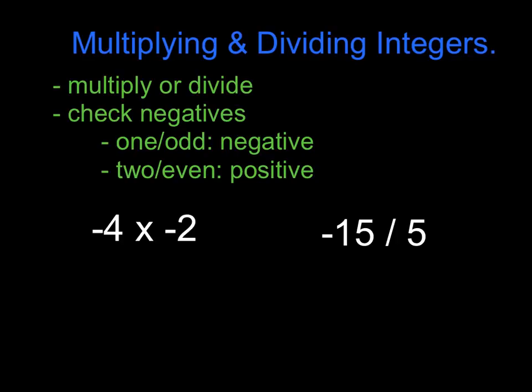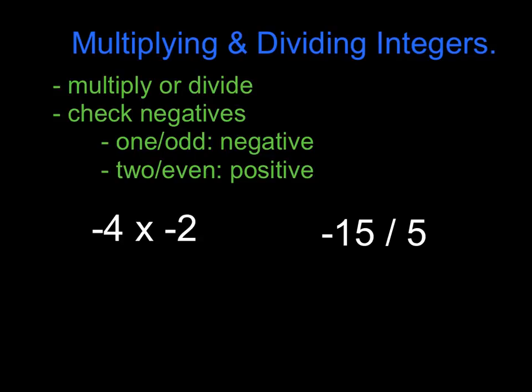Finally, multiplying and dividing integers. You multiply or divide as indicated, ignore the negatives, but then when you're done, go back and check how many negatives there were in the problem. Remember, if there is 1 negative, your answer is negative. If there are 2 negatives, your answer is positive. And if you have a problem that involves more than 2 numbers, if there are 3 negatives, it would be negative. If there are 4 negatives, it's positive. So any odd number of negatives will be negative, and any even number of negatives will end up being positive.